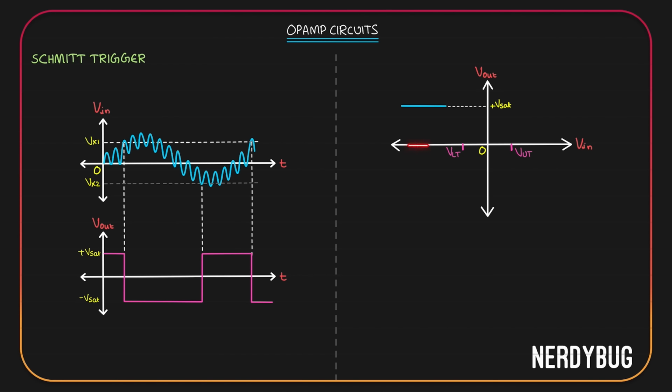As input increases, at some point it becomes greater than the lower threshold voltage. Does the output switch? No. Output right now is plus Vsat. So the reference voltage is the upper threshold voltage.